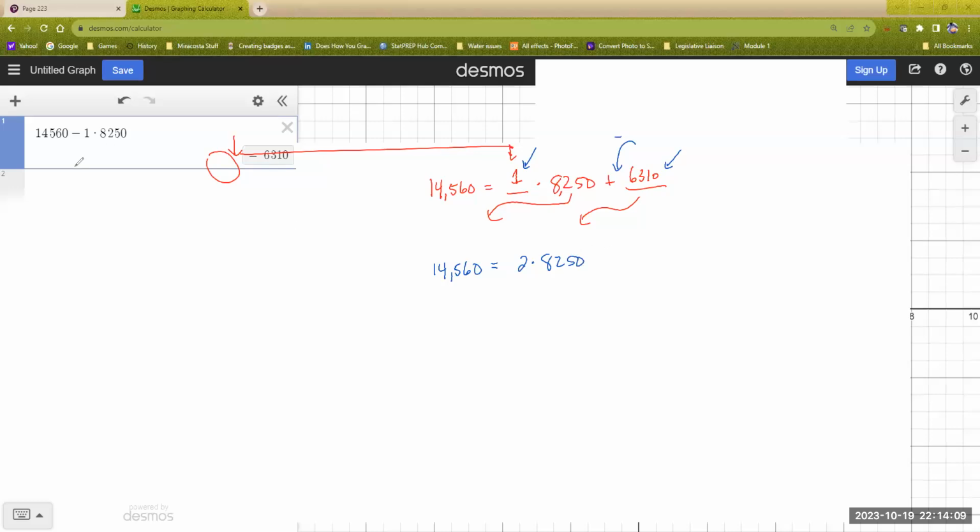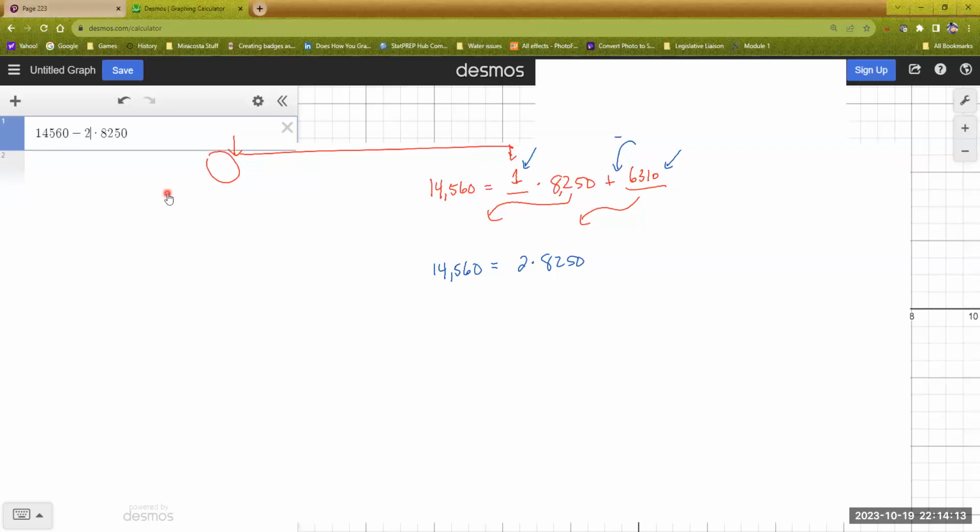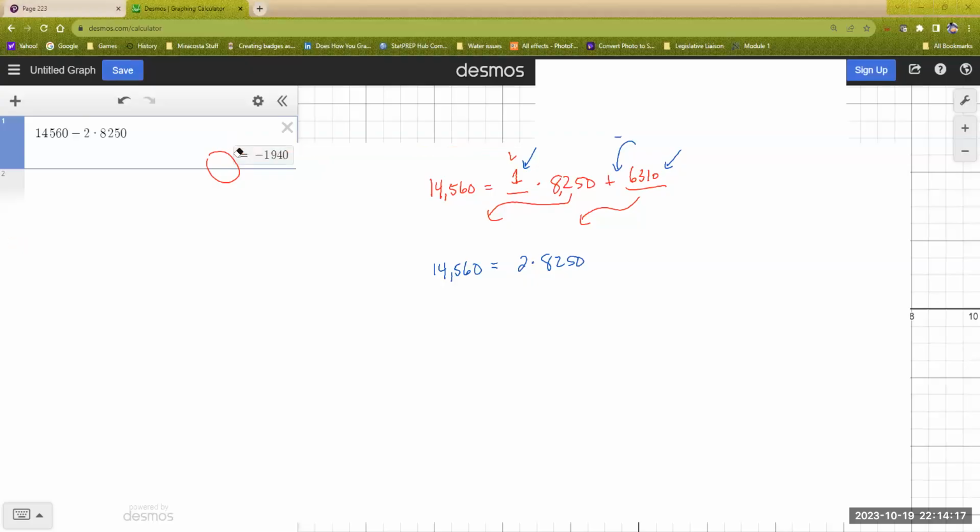Okay. So here we go. All I'm going to do is go up here and say instead of one group of 8250, I'm going to do two groups of 8250. And what do I notice here? I notice that my number is now 1940, but it is negative. So I would say, okay, then I take away 1940. So this number would be too big.